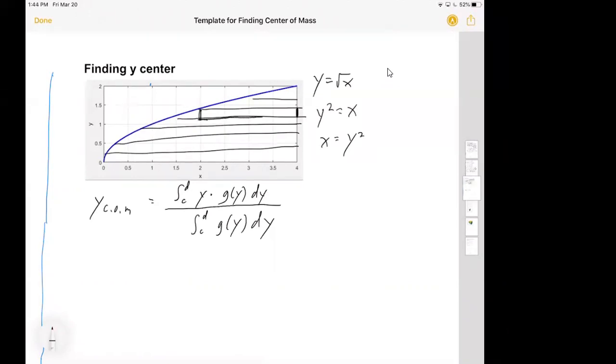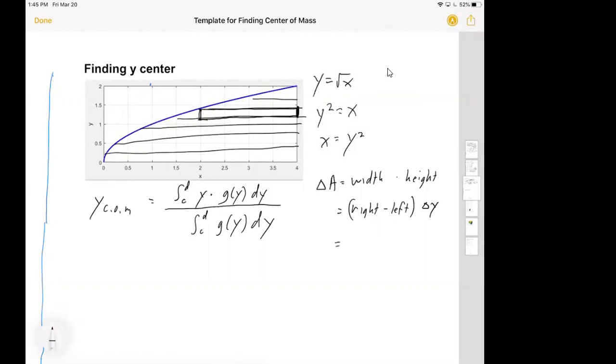we're going to need to find an area element for this. So if I look at that area element, I'm going to have to calculate my delta A by using a width times a height. Let me just write that over here, width times a height. The width of this thing is going to be the right side minus the left side. And the height will be a delta y value.